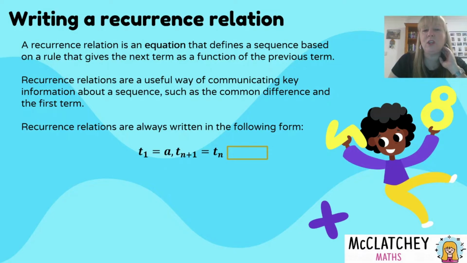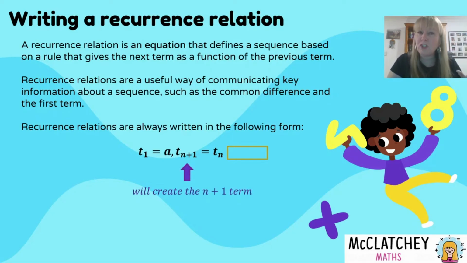So we've got this first term, and then we've got this second part, which is what's on the right-hand side of our equal sign, and then we've got that third part there, which creates our final term. So anytime you're asked to write a recurrence relation, just remember there's 3 parts to it. Term 1, and then an equation.